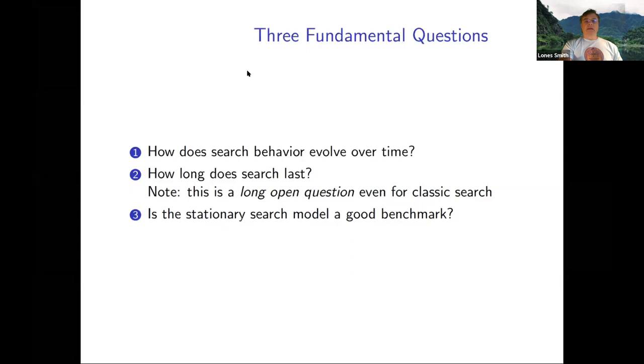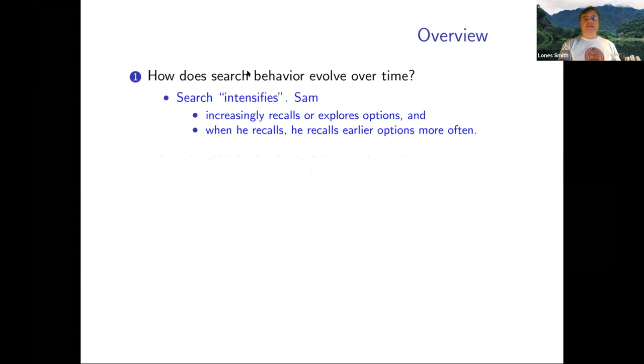And then we've been using a stationary search model. When you use a stationary search model, you say, well, it's not exactly capturing things, but it's a good benchmark. It approximates what's going on. Does it? Okay, so what happens over time in this model is that search intensifies. Sam increasingly is going to be recalling options, increasingly is going to be exploring options. Not only that, we could say which options he'll be recalling. He's going to recall the options that were explored long ago with a higher chance than the ones that he just recently explored.